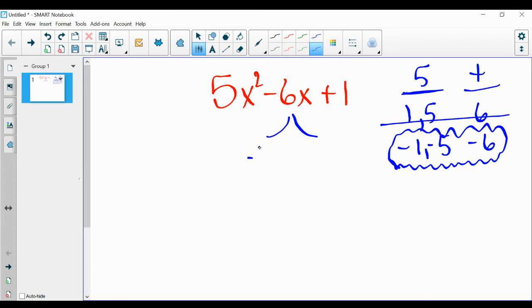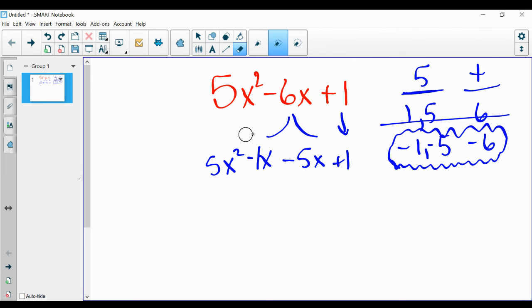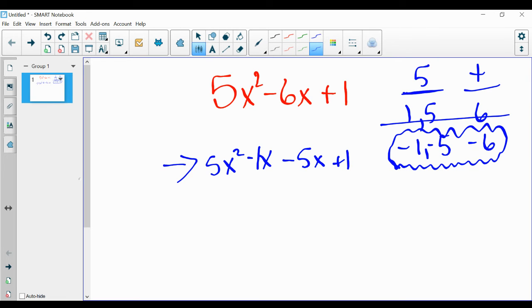So I'm going to put a negative 1x and a minus 5x. And I'm going to bring down my positive 1 and my 5x squared. Okay. So now I have the same thing. This is just unsimplified. So I have the same thing as I did up here, just unsimplified. And I'm going to factor now by grouping.